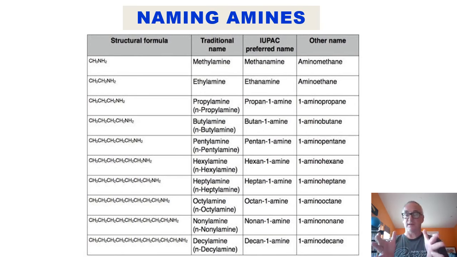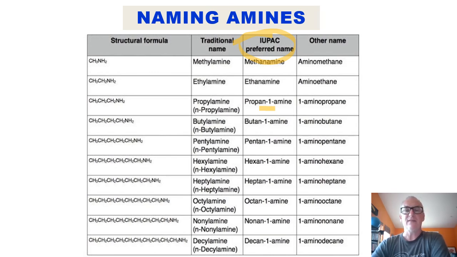So these are the basic formulas, longer and longer chains. And so, like I said, there's the traditional name, there's the IUPAC preferred name, and other names they're given. And so basically we'll be looking at the IUPAC preferred name as the one we want to go with. So like 1-propanamine, or you can put the 1 in between. This is the newer way of doing it, putting the 1 at the end.